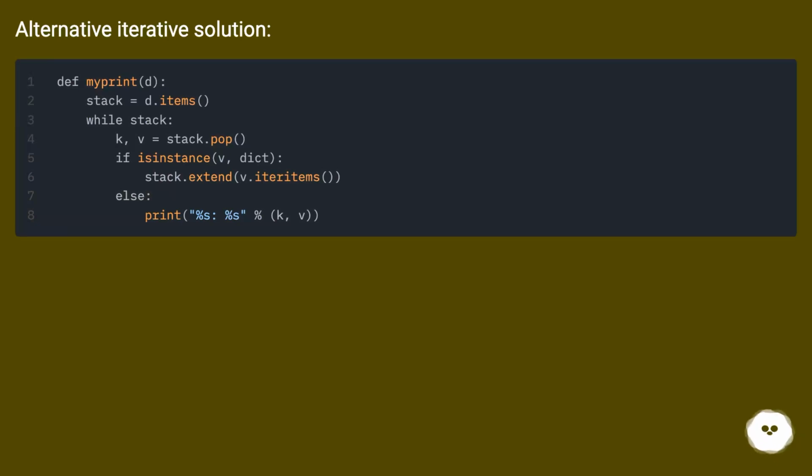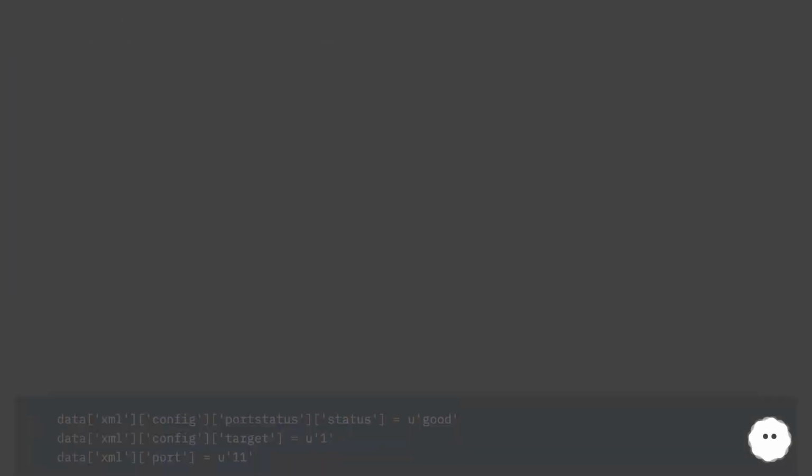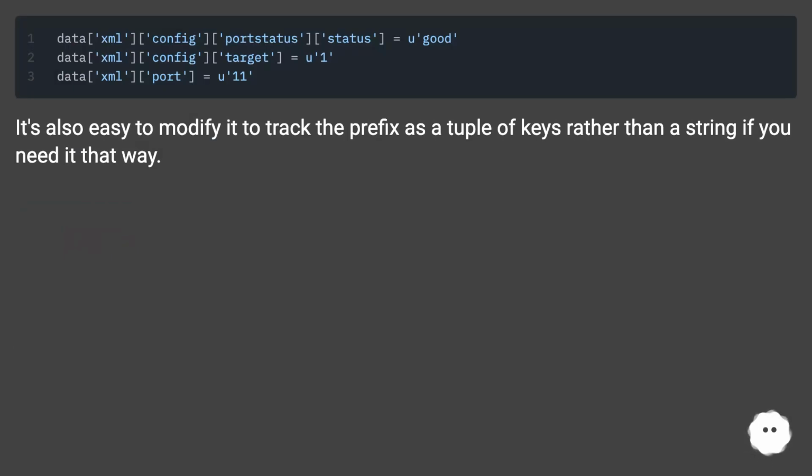Alternative iterative solution. Slightly different version I wrote that keeps track of the keys along the way to get there. On your data, it'll print. It's also easy to modify it to track the prefix as a tuple of keys rather than a string if you need it that way.